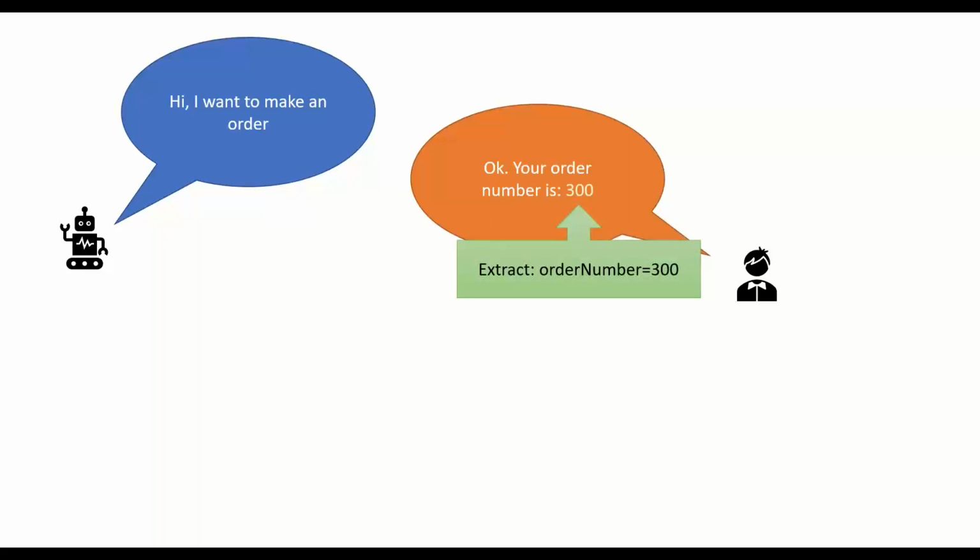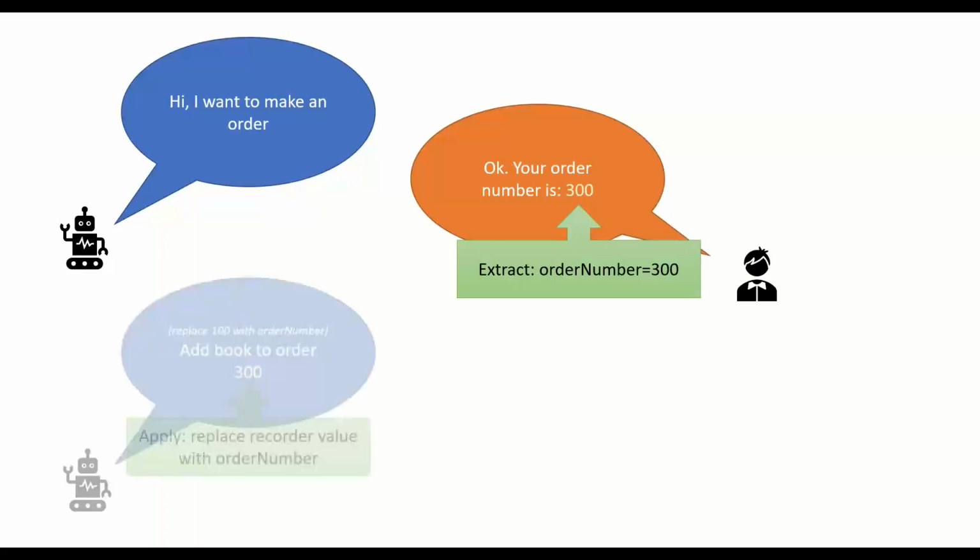And now the robot would have some kind of an extract logic. It would need to somehow know how to read off the response and get the value that, we know, is going to be different. So that's going to be an extract rule or extract logic.